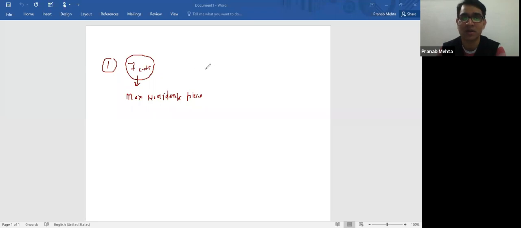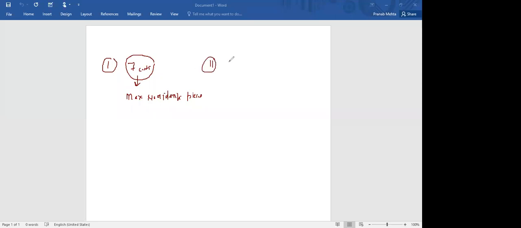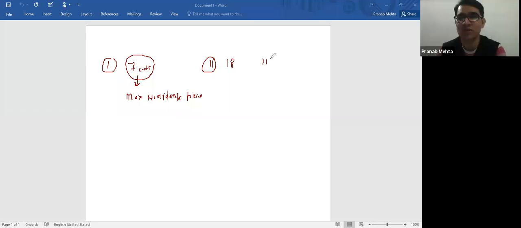Similarly, the second question is, all together, you are allowed to make 18 cuts. The third question is, all together, you are allowed to make 16 cuts. In all the cases, you have to tell me what is the maximum number of identical pieces which you can get. I will give you a minute. All right. Please solve.